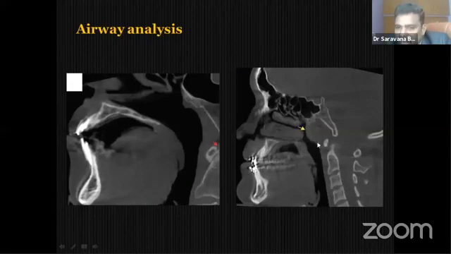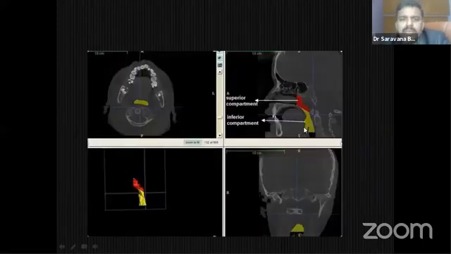Look at the enlarged tonsil here. This is the normal airway. Okay, this is the upper pharyngeal airway, lower pharyngeal airway. Here, look at the enlarged tonsil, constricted upper pharyngeal airway. Okay, most of the time this is the reason for sleep apnea. If there is a constricted upper airway, most of the time an anterior open bite will be there, a deep gonial angle will be there. Okay, so airway analysis is possible from the CBCT data.